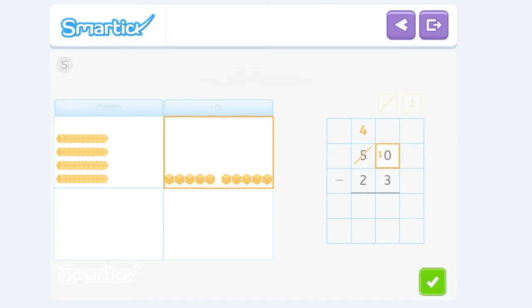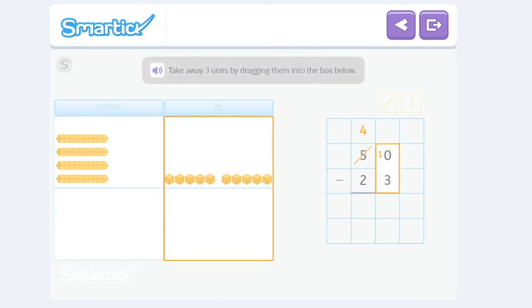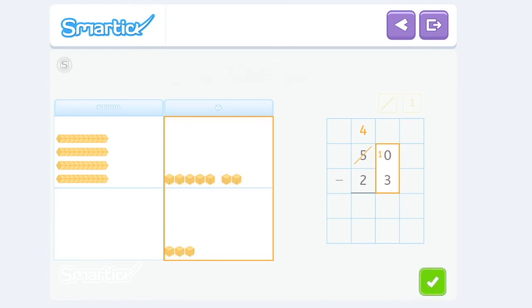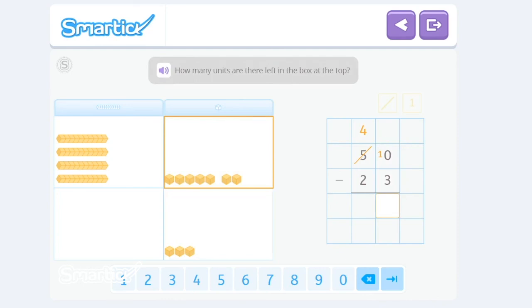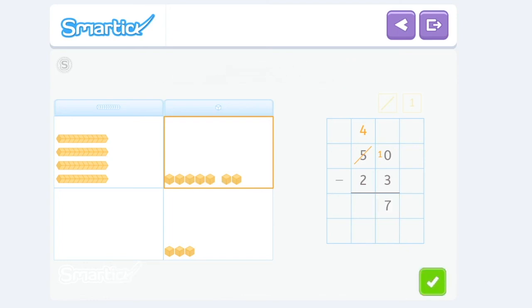You've made the changes. Now we can subtract. Start with the units. 10 minus 3. Take away 3 units by dragging them into the box below. When you've done it, press the Continue button. 1, 2, 3 units. Very good! How many units are there left in the box at the top? After you've entered your answer, press the Continue button. Let's see, there are 1, 2, 3, 4, 5, 6, 7 units left. 7. Great! 10 minus 3 equals 7.